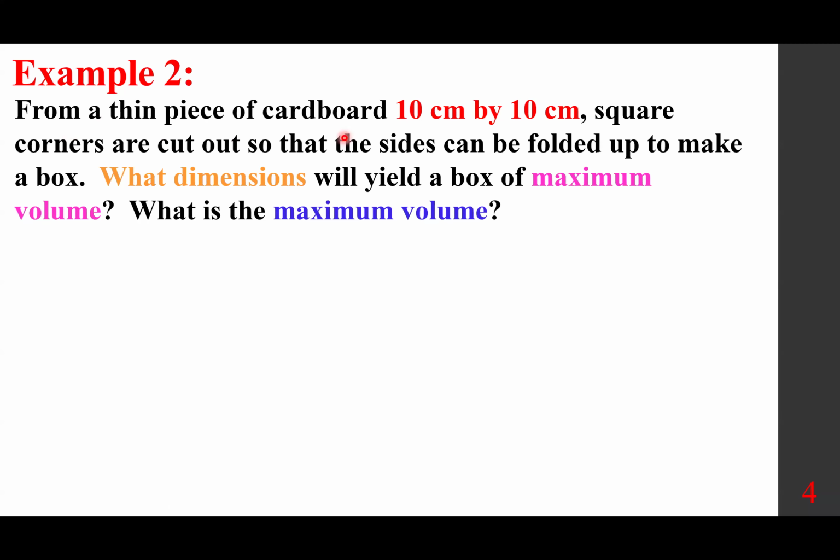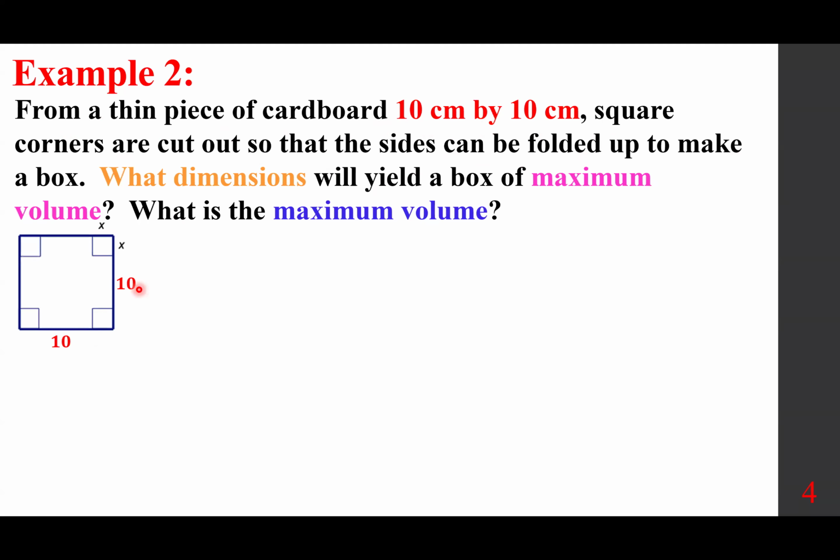From a thin piece of cardboard, 10 by 10 centimeters, square corners are cut out so that the sides can be folded up to make a box. What dimensions will yield a box of maximum volume? What is the maximum volume?